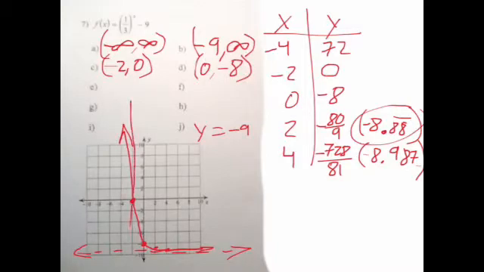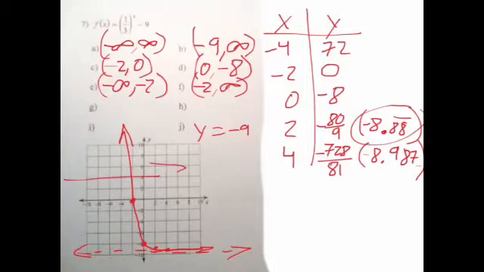My function changes from being positive when it reaches negative 2. To the left of that, from negative infinity to negative 2, is where it's positive, and from negative 2 onward it's going to be negative, as in below my x-axis. And that brings me to G and H.